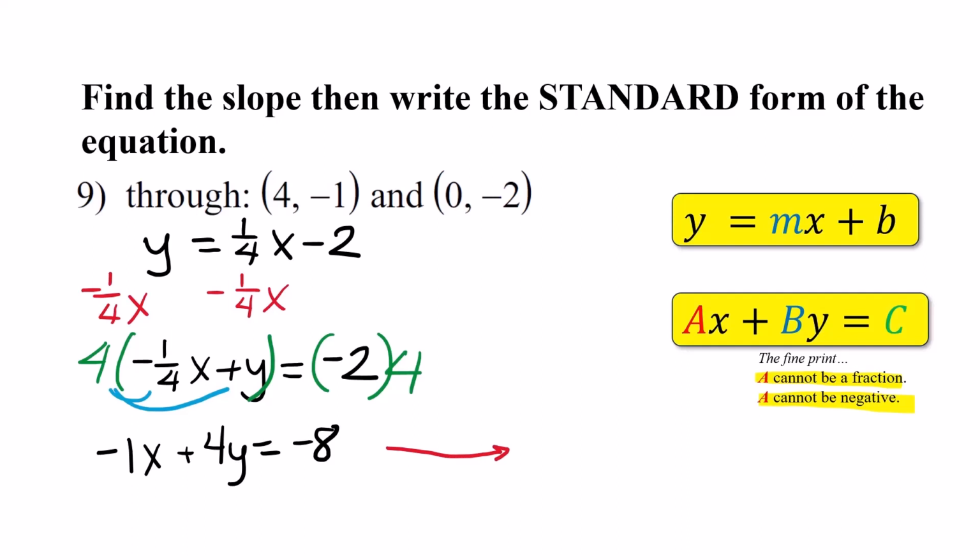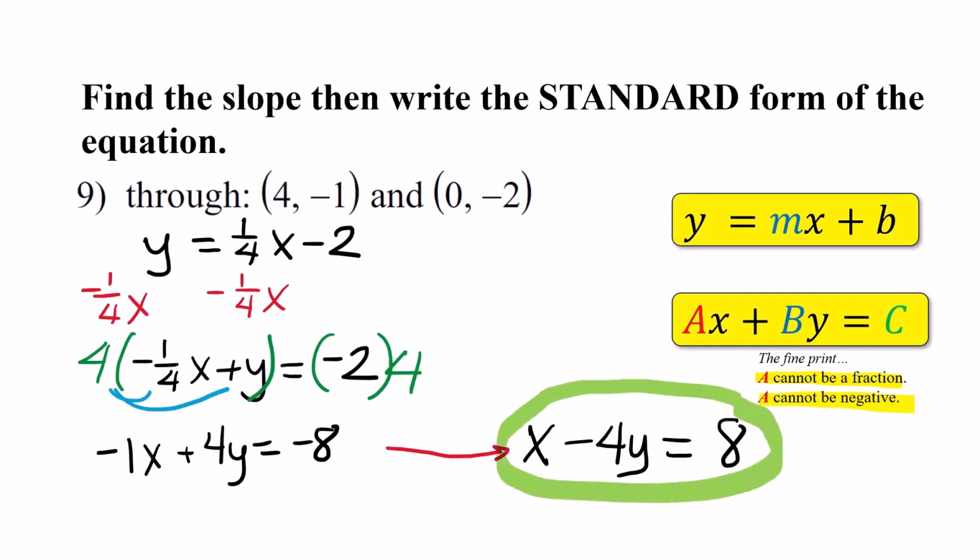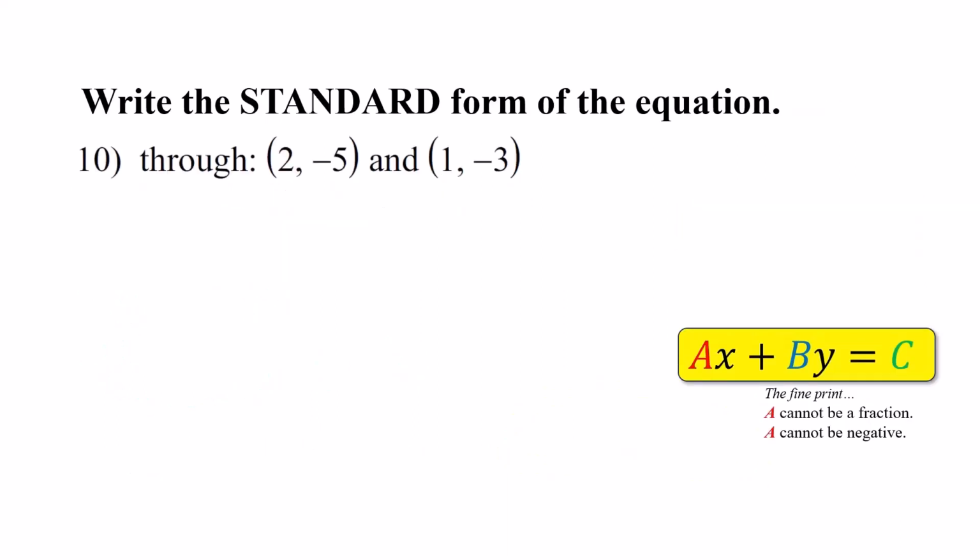But instead of negative x plus 4y equals negative 8, we're just going to change all the signs so x is positive. We have positive 1x minus 4y equals positive 8. And that is going to make every teacher on the planet happy. We're going for standard form.